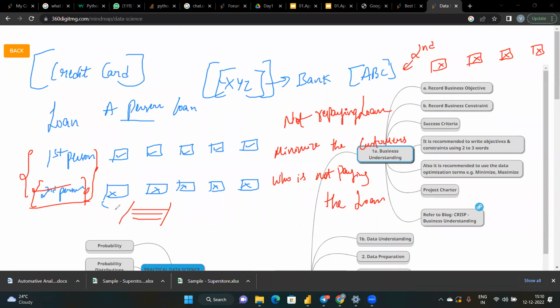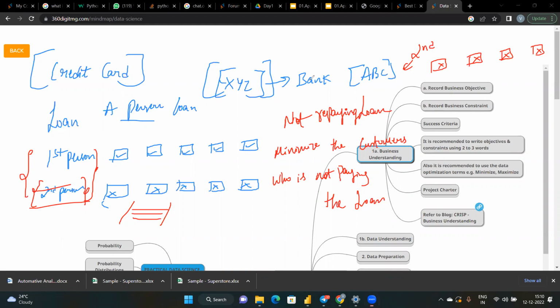Recording the business objective and business constraint all depends upon us. The CEO is saying he's not repaying the loan, so I'll take that as the objective. What is my constraint? He doesn't want that guy, so you are going to minimize the customers. You're going to minimize the customers who take a loan and do not pay. That is all about recording business objective and business constraints. I hope you guys understood that.